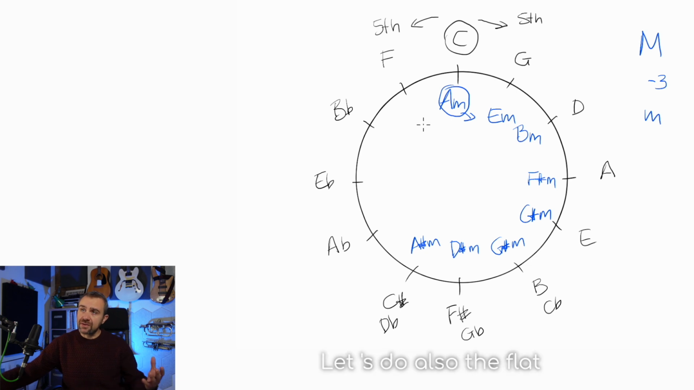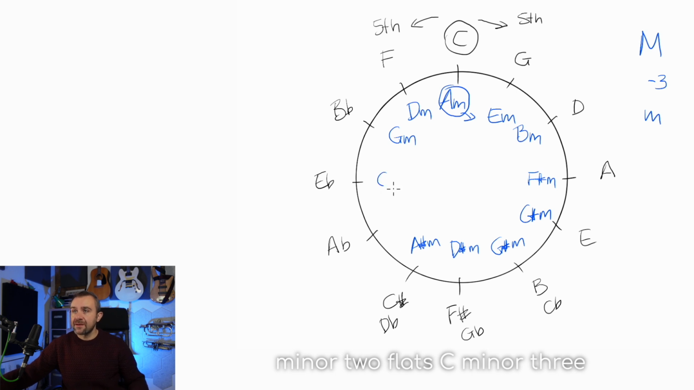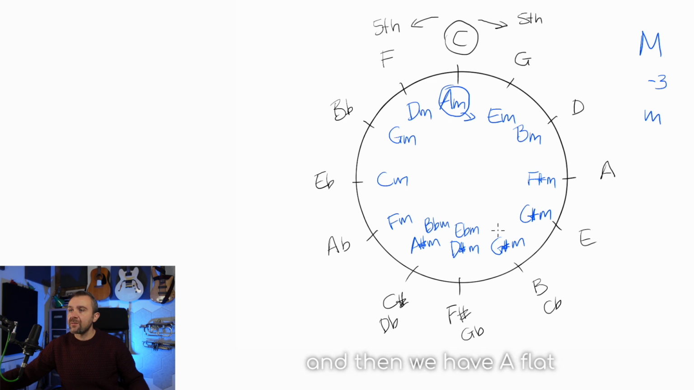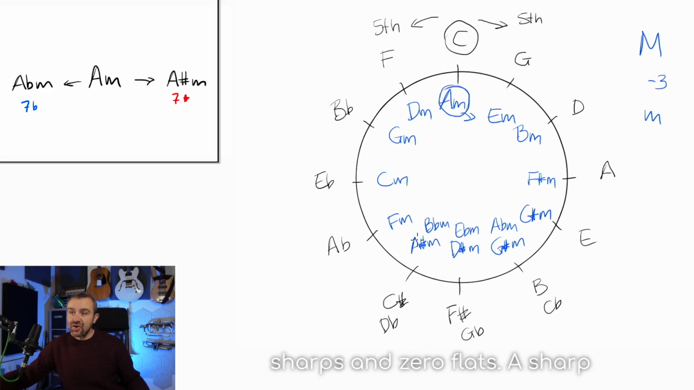Brilliant. Let's do also the flat side. D minor, 1 flat, G minor, 2 flats, C minor, 3 flats, F minor, 4, then B flat minor, E flat minor, and then we have A flat minor. Once again, you will notice that A minor has 0 sharps and 0 flats, A sharp has 7 sharps, and A flat has 7 flats.